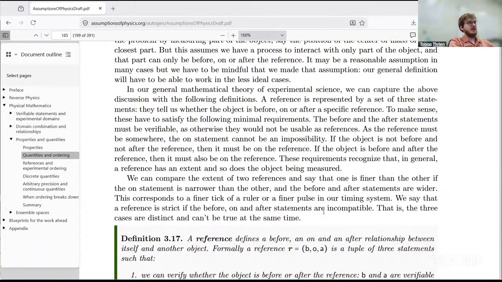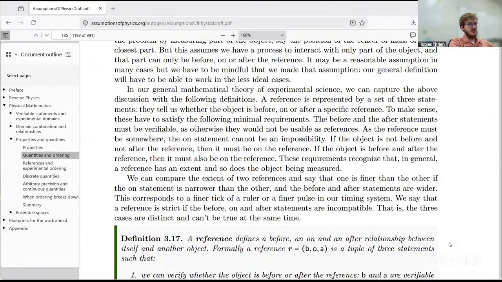In our general mathematical theory of experimental science, we can capture the above discussion with the following definitions. A reference is represented by a set of three statements that tell us whether the object is before, on, or after a specific reference. To make sense, these have to satisfy the following minimal requirements. The before and the after statements must be verifiable, as otherwise they would not be usable as references. As the reference must be somewhere, the on statement cannot be an impossibility.